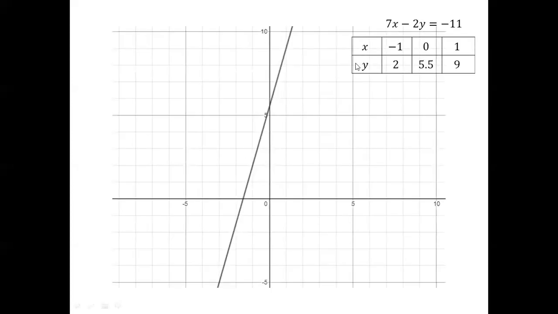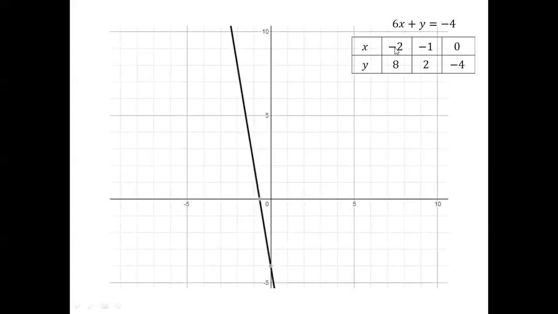Next is to use these values to graph the linear equation. For the first linear equation, we have the following coordinates: negative 1 and 2. So negative 1 here, and then positive 2. Next, 0 and 5.5. 0 for x value, y value will be positive 5.5, this point over here. And then for the third point, it will have the following coordinates, 1 and 9, meaning x is equal to 1 and y is equal to positive 9, this point over here.